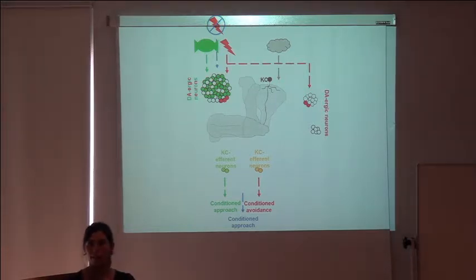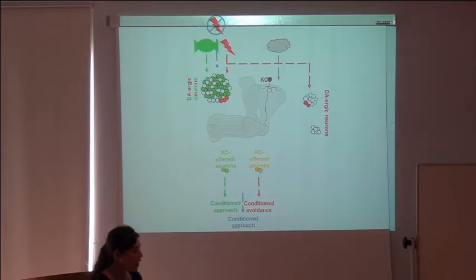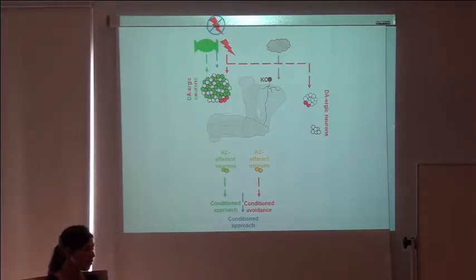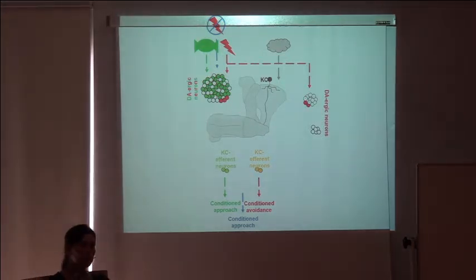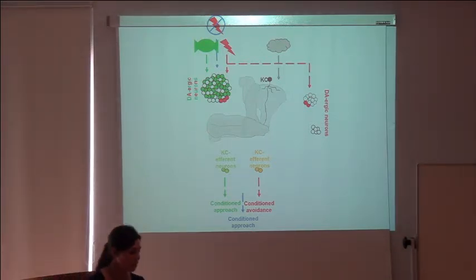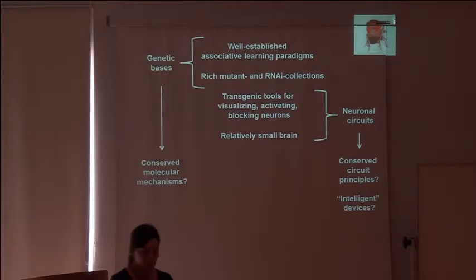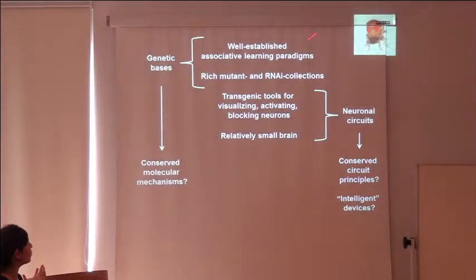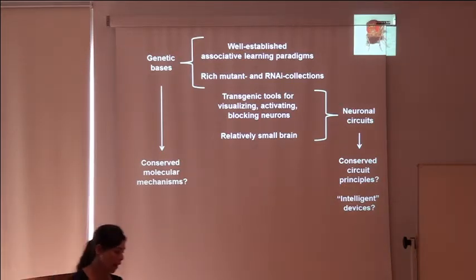we know the numbers of cells, and there's an EM level connectome coming up. So we will know exactly which neurons connect to which ones, what size of the synapse. And at the end, one can really come up with a mathematical model of how only one brain structure where a lot of different inputs are coming can juggle with all the different kinds of memory and how to keep them separately or how to make them interact when necessary. So that's why I think a long-term outcome of this project could really be a mathematical model. Now I hope that I showed you how we can take advantage of a well-established associative learning paradigm, mutant collections, and transgenic tools for manipulating neurons and a relatively simple brain.